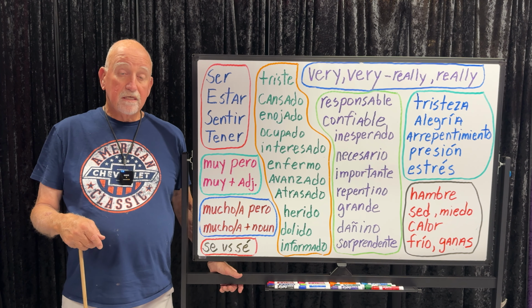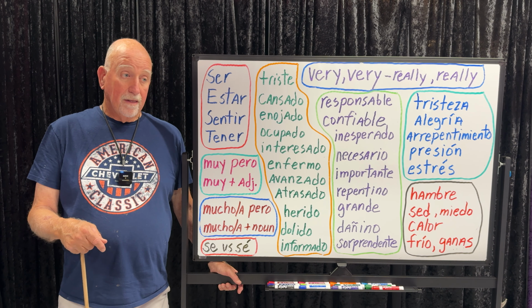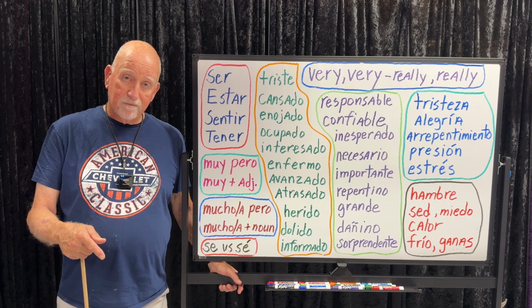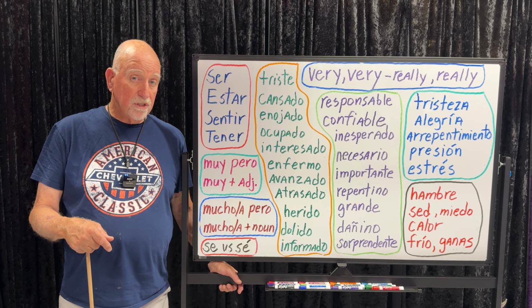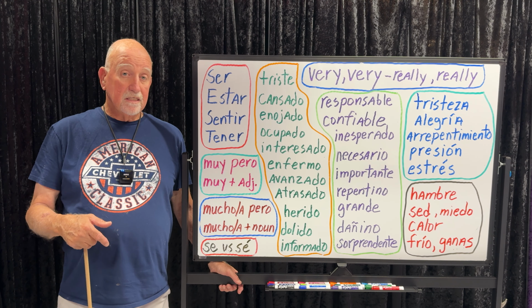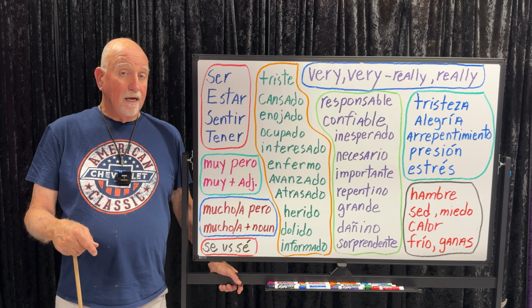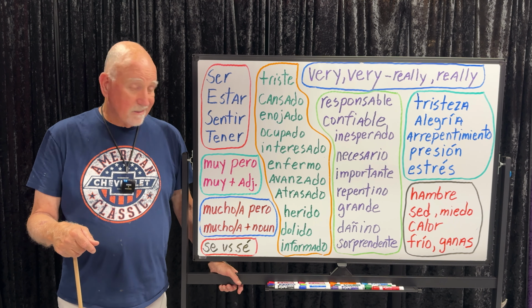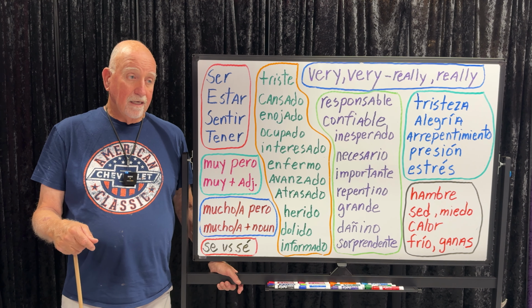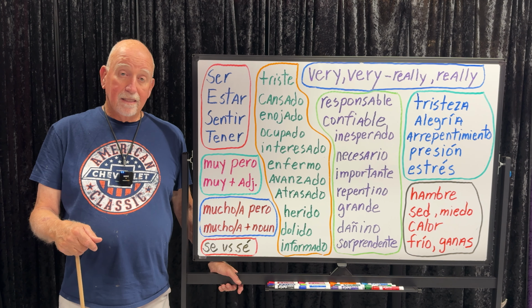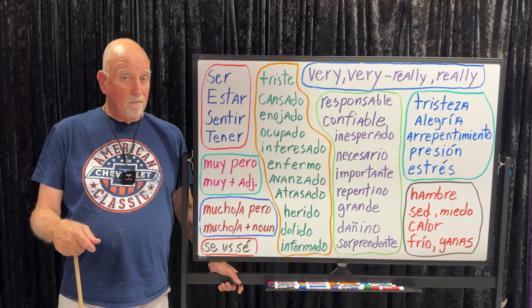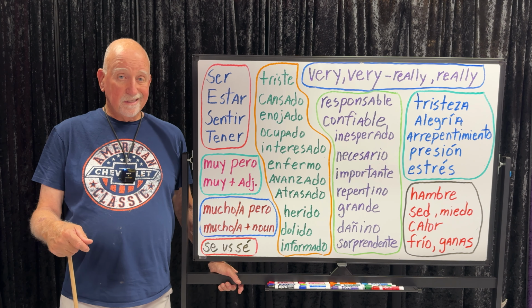Presión. She feels very, very pressured. But we're using it with the verb sentir. Ella siente mucha, pero mucha presión. She feels a lot, a real lot of pressure. Estrés. I'm feeling a lot, a whole lot of stress. Estoy sintiendo mucho, pero mucho estrés.